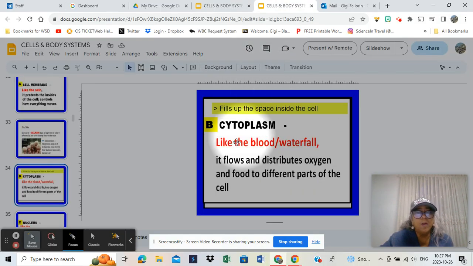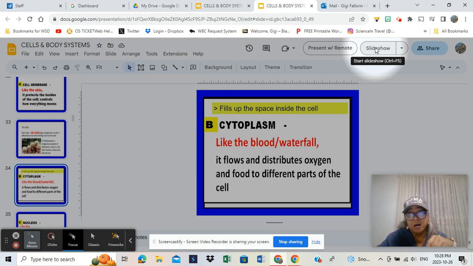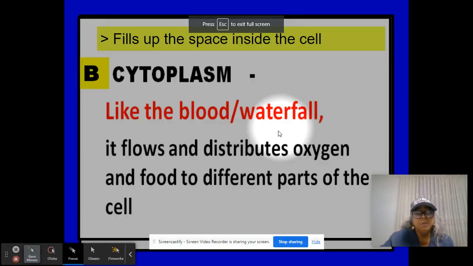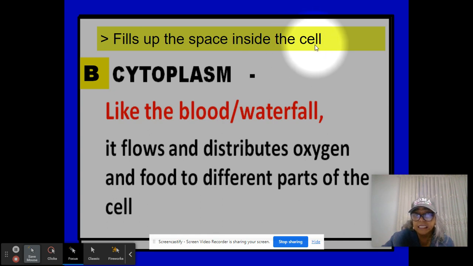So let's go back to what it does, right? So the B now, it says here, so you can just listen to me and pause it so that it gives you time to write down or take down notes, right? On a loose leaf. So here, for instance, the cytoplasm fills up the space inside the cell. And it's like the blood in our system, it's just like a waterfall. It flows and distributes oxygen and food to different parts of the cell.